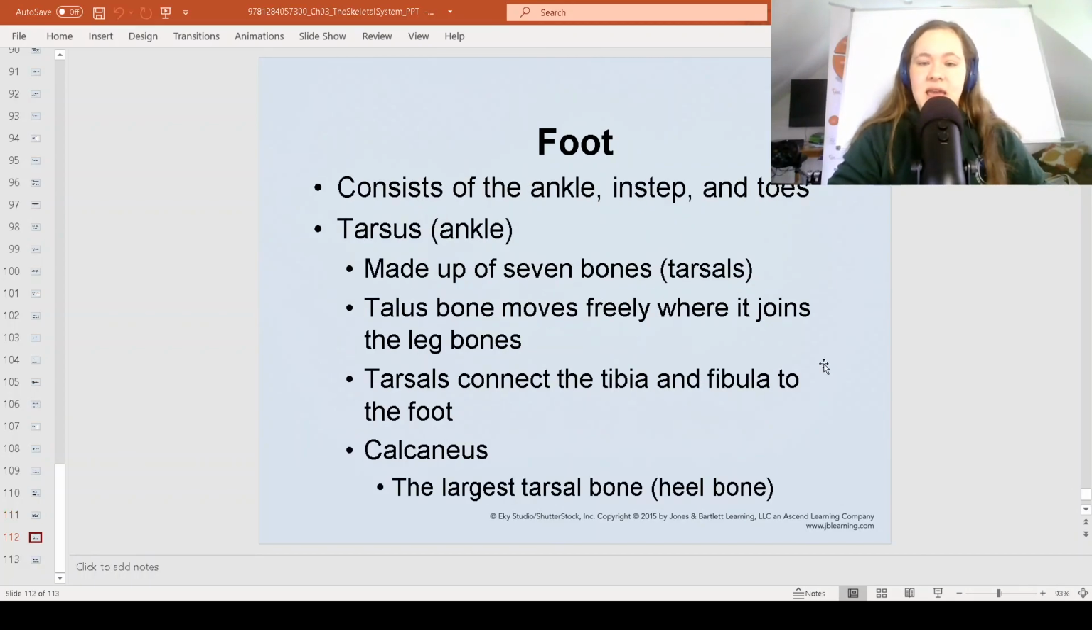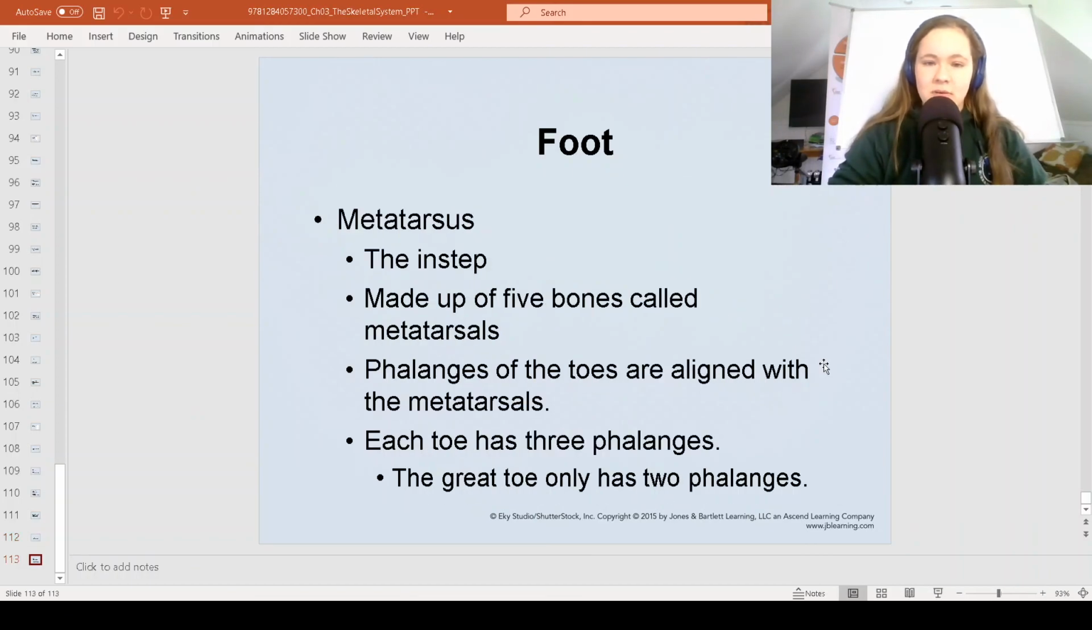The foot consists of the ankle, instep, and toes. The tarsus, or the ankle, is made up of 7 bones, the tarsals. The talus bone moves freely where it joins the leg bones. The tarsals connect the tibia and fibula to the foot. The calcaneus is the largest tarsal bone, or the keel bone.